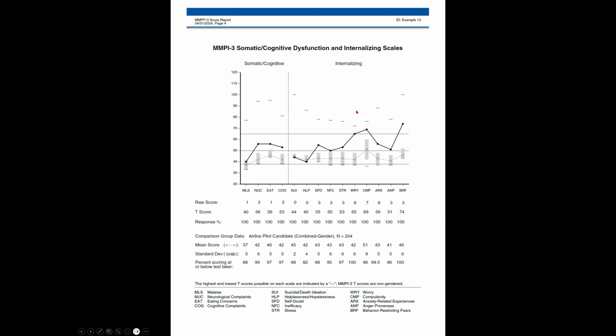Here we see the compulsivity score now is in the clinically elevated range, well outside the standard deviation bar for an airline pilot candidate. Also, the worry scale is clinically elevated, a proclivity to worry and ruminate about possible concerns.